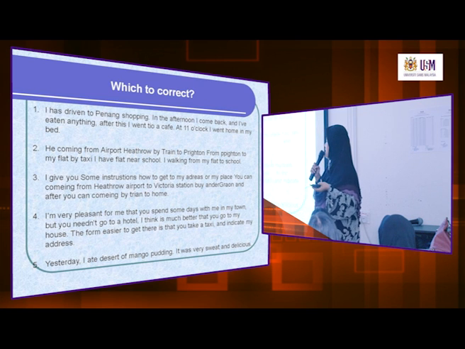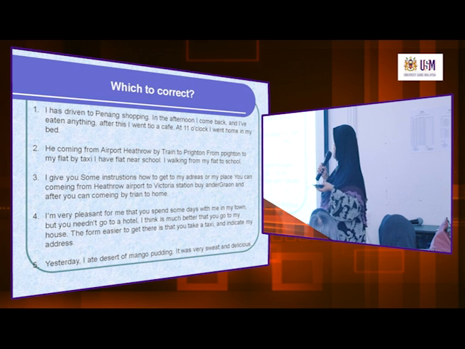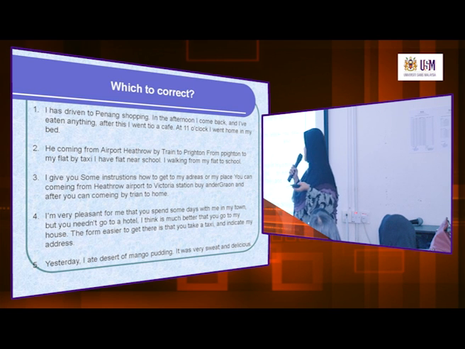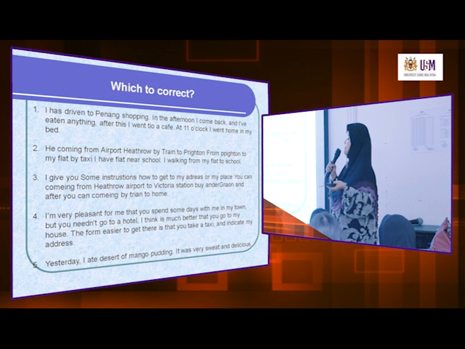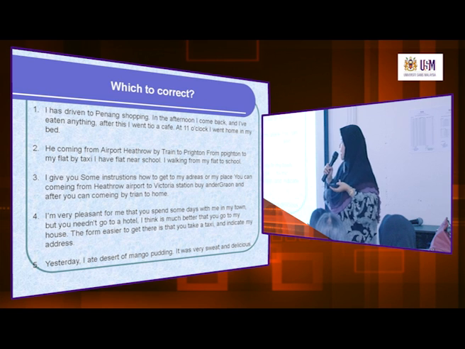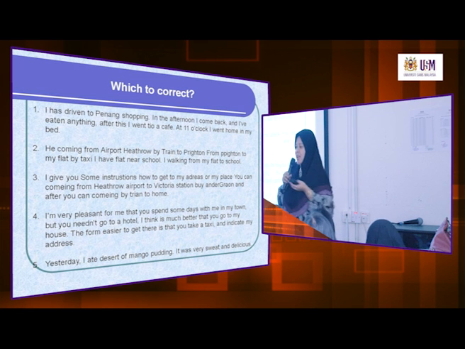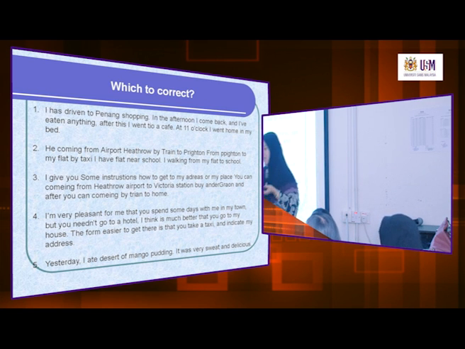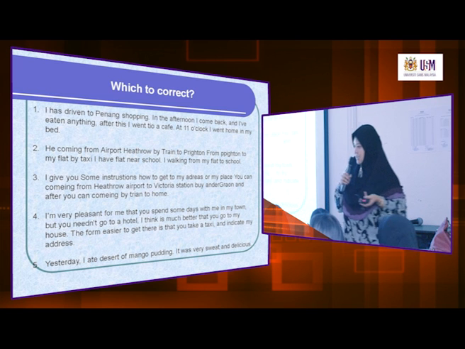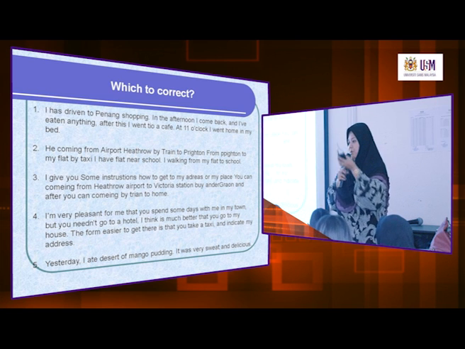Next one. I give you some instructions how to get to my address or my place. You can come in from Heathrow Airport to Victoria Station by underground. Literal spelling. And after, you can come in by train to home. Okay, Afika, this is Afika Khalid's group. What do you amend?